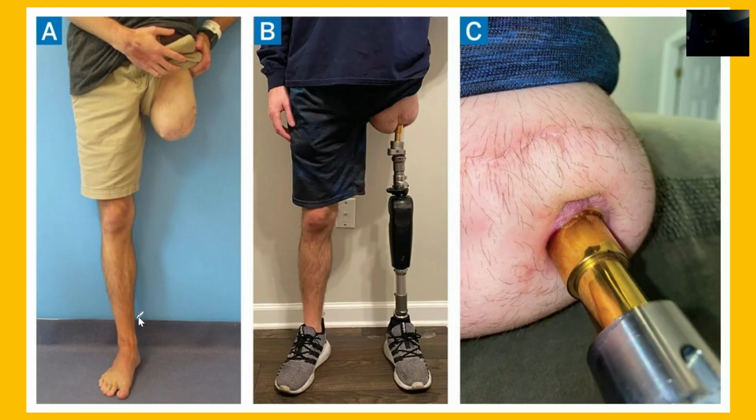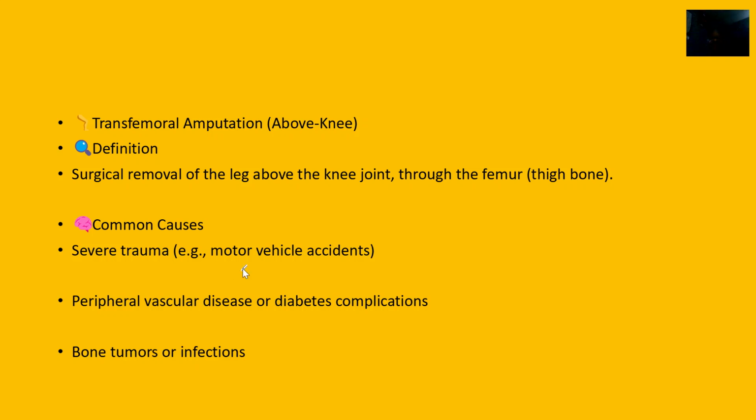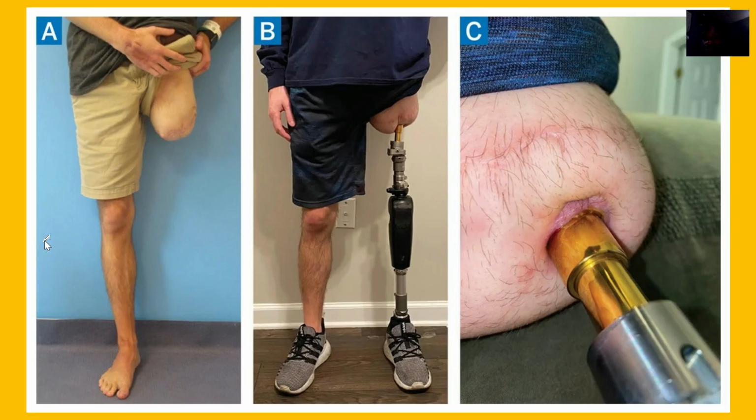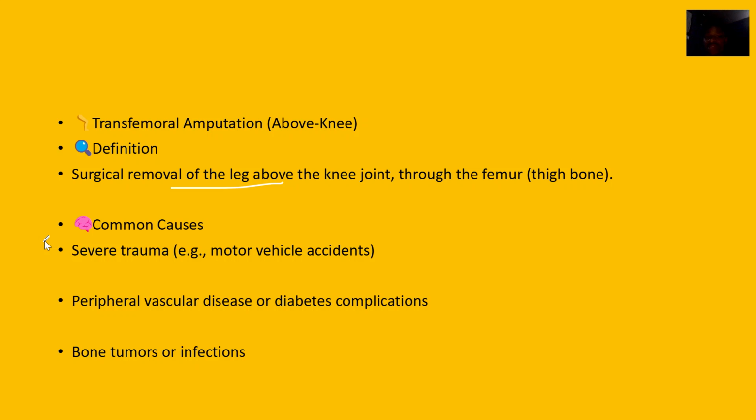Then moving to the transfemoral now. Transfemoral is just surgical removal of the leg above the knee joint through the femur, that's the thigh bone. So common reasons, again, it's not causes. So they might be removing your leg above the knee joint simply because you had severe trauma, peripheral vascular disease or diabetes complications, bone tumors or infections.